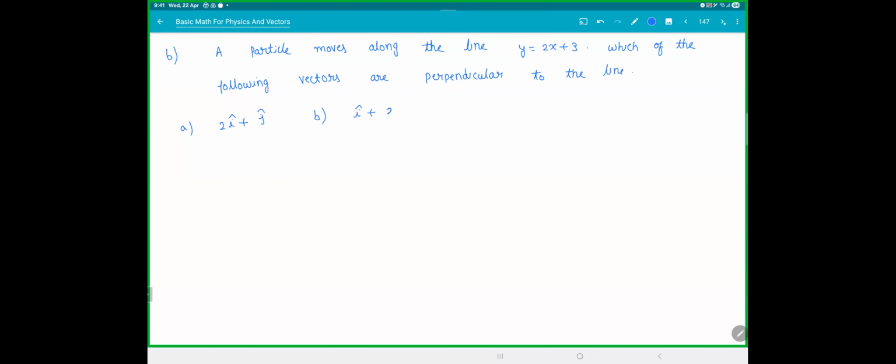So this will be i plus 2j, minus 2i plus j, minus i minus 2j. What do you guys think? Out of these four options, one is right. One of them is perpendicular to the line y is equal to 2x plus 3. How do you compare a line and a vector? Think.